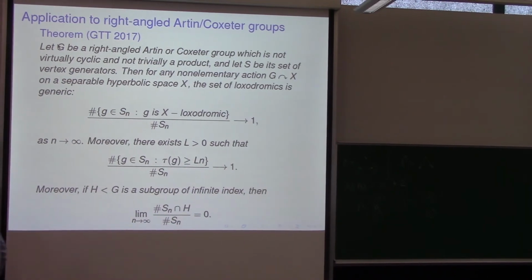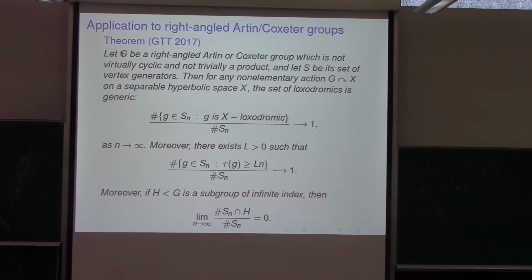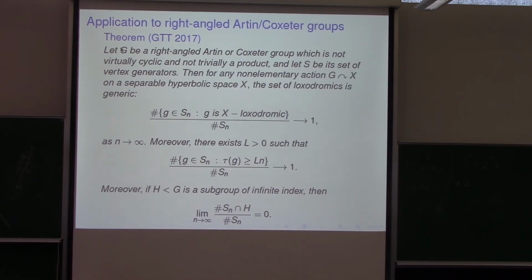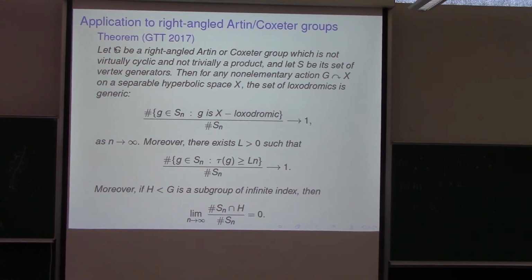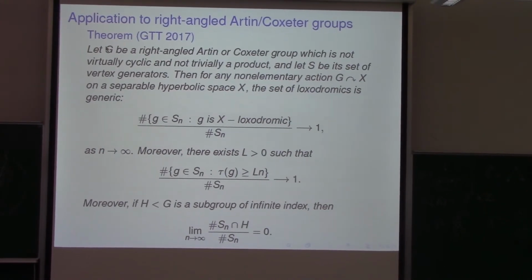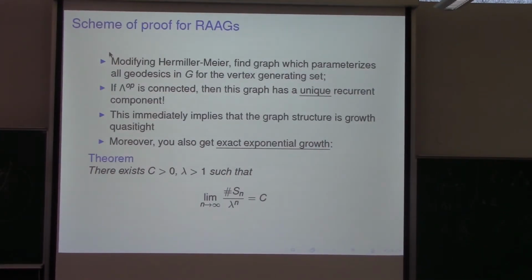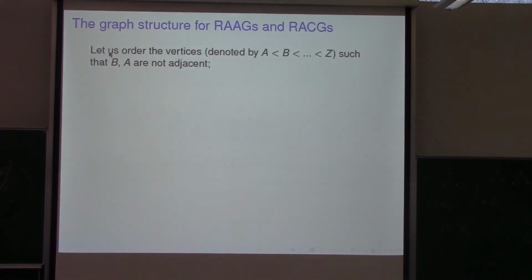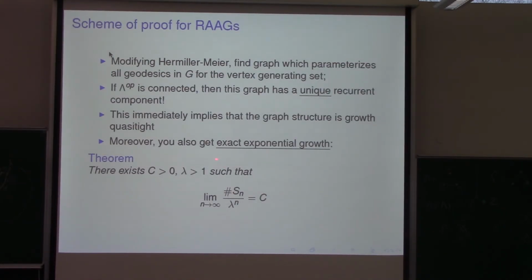So what I wanted to tell you, perhaps, is what the ingredients of the proof are in these two different cases, in particular for RAAGs. For RAAGs, it's kind of fun actually, because, oh, in fact, another thing you get out of this analysis is that RAAGs have what I call exact exponential growth. This maybe is known, but I could not find it in the literature.